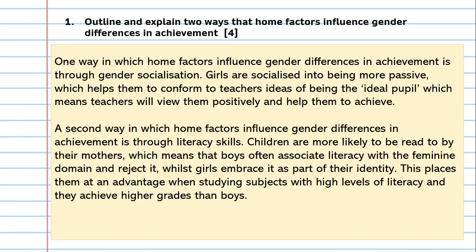So, one way in which home factors influence gender differences in achievement is through gender socialisation. Girls are socialised into being more passive, which helps them to conform to teachers' ideas of being the ideal pupil, which means teachers will view them positively and help them to achieve. Okay, so what I've done is I've identified a way, gender socialisation, and I've explained it. This idea that girls are socialised into being the more ideal pupil can also link to internal factors, and it's one of the things that we look at when we're teaching this topic area, that interplay between factors at home and factors in school, and how things from your home life can influence the way you're perceived in school.